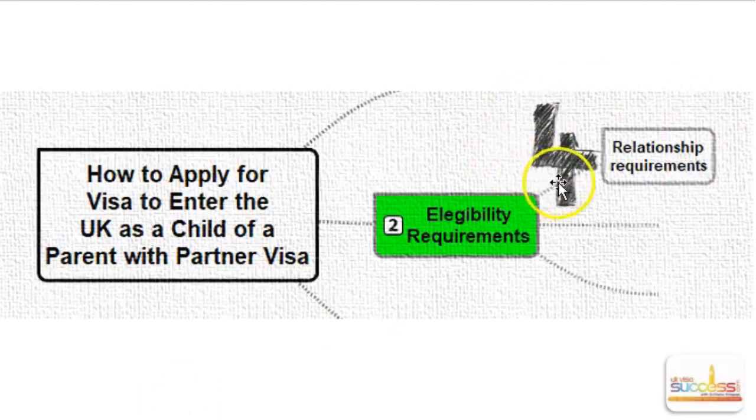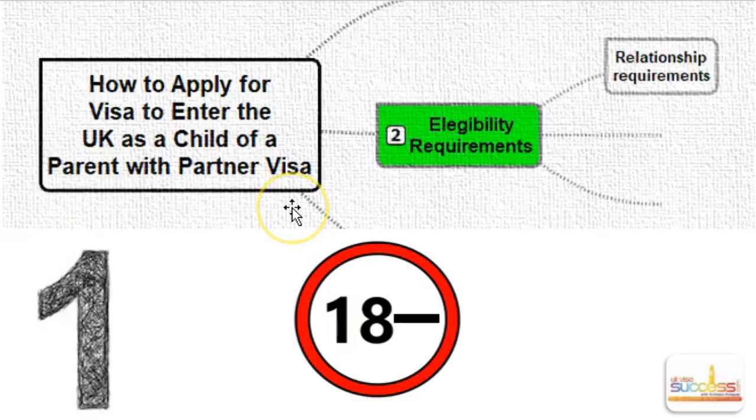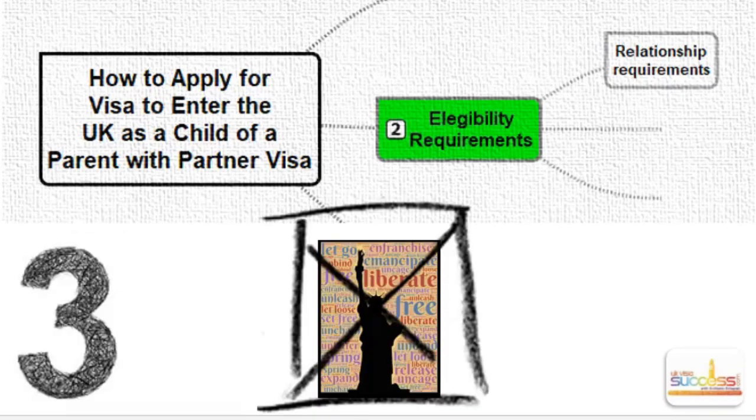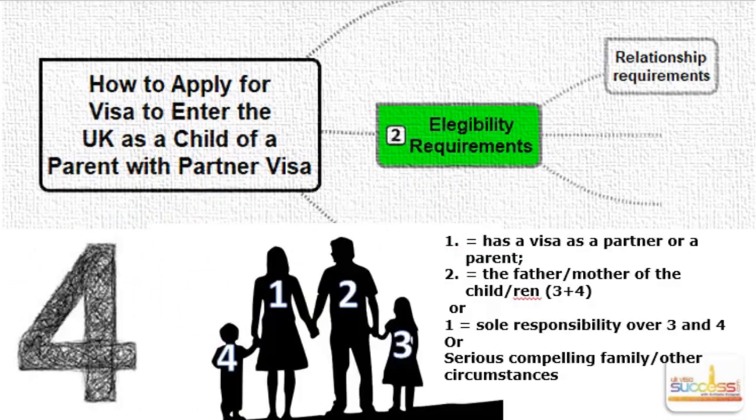And there are four key components to the relationship requirement. The first one is the applicant, the child, will need to be under the age of 18. The second one, they must not be married or be in civil partnership. The third one is they must not be leading an independent life. In other words, they will need to still be dependent on their parents.